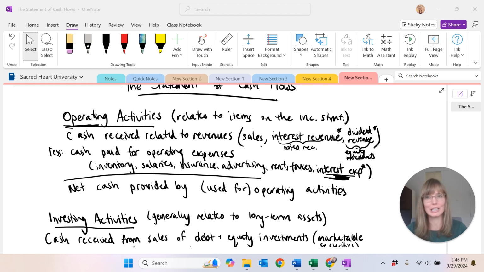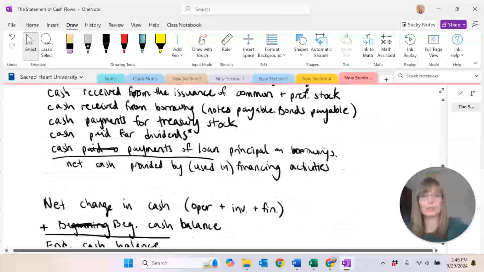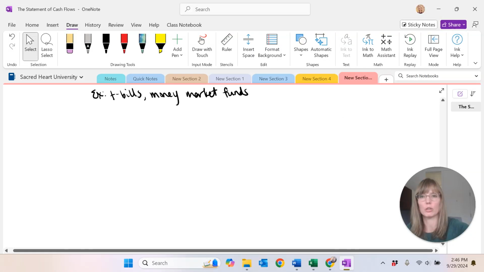But what do we do when somebody highly encourages us to do something, right? What do you do if your parents highly encourage something? Well, you do the opposite. So GAAP also allows what's called the indirect method. Now we're only talking about the cash from the operating activities section.